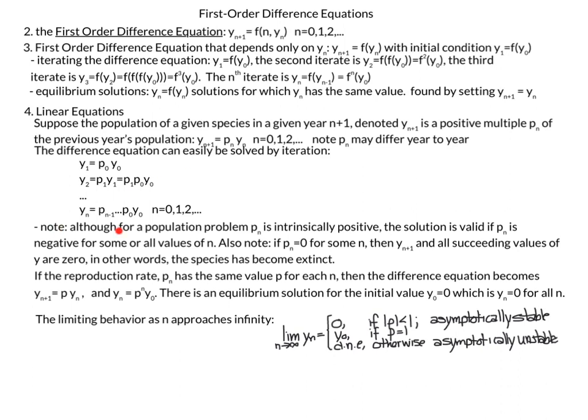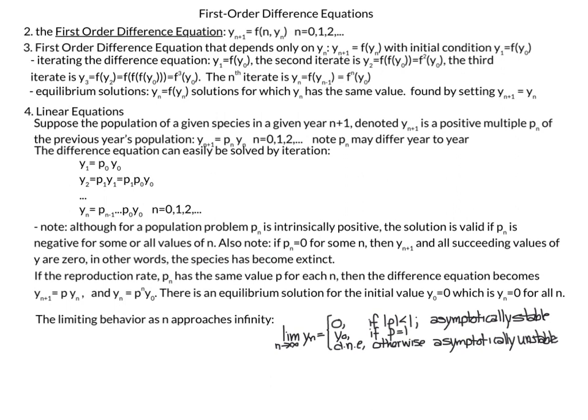So note, although for a population problem, rho_n is intrinsically positive, the solution we come up with is valid if rho_n is negative. Also note, if rho_n equals 0 for some n, then y_{n+1} and all successive generations are all 0. In other words, the species has become extinct.